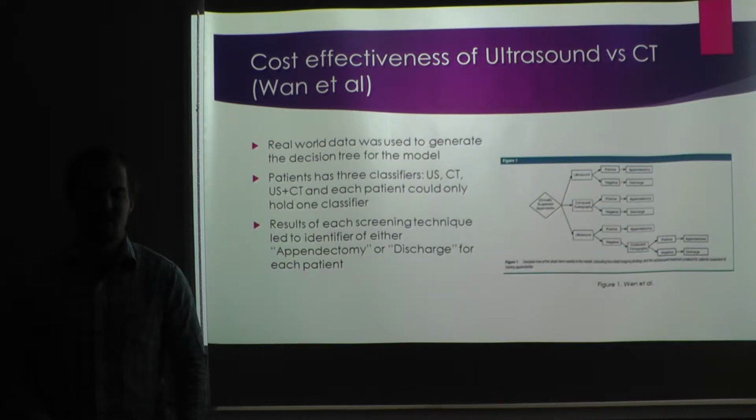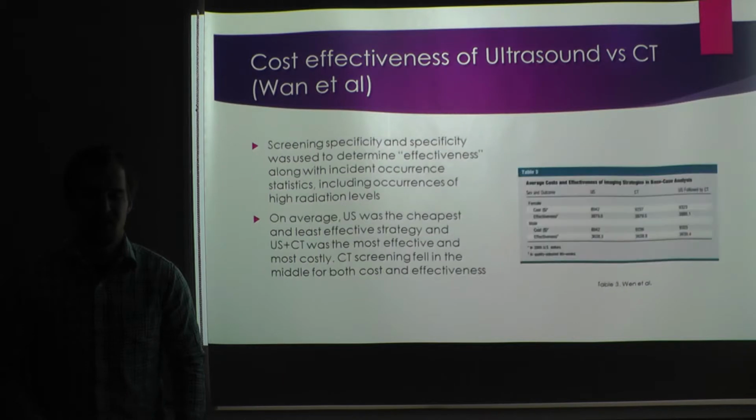So they use real-world data to generate the decision tree for this model. Data have 3 classifiers as before: ultrasound, CT, or ultrasound plus CT, and the results of each screening technique led to either an appendectomy or discharge classifier for the patient. So screening specificity and sensitivity were used to determine effectiveness, and in this graph on the table on the right, you can see the average cost and also the average effectiveness for each type of screening.